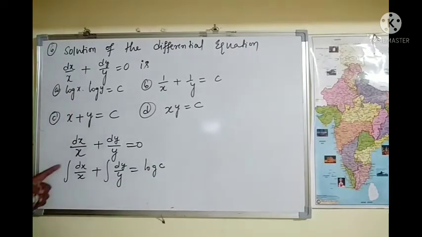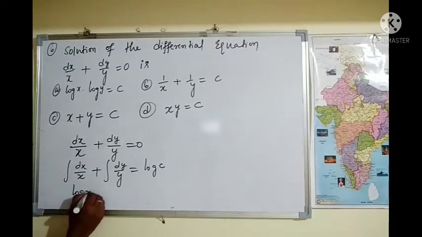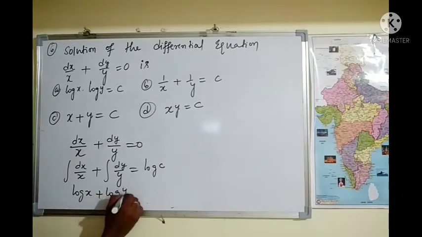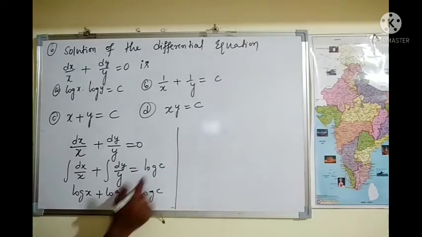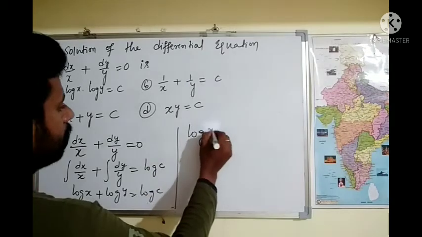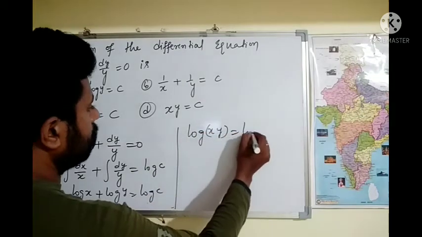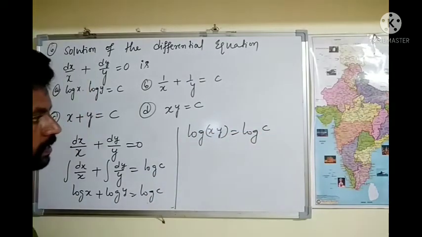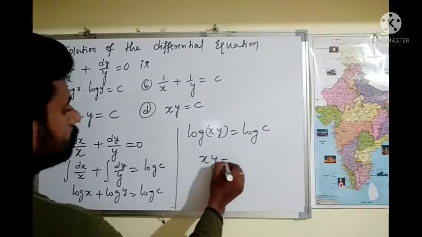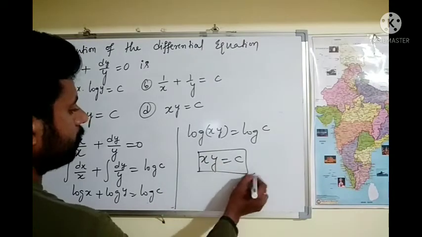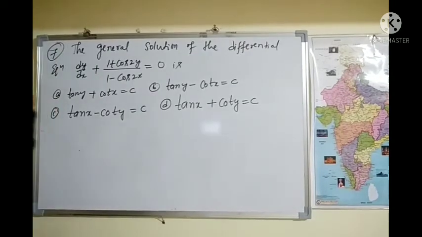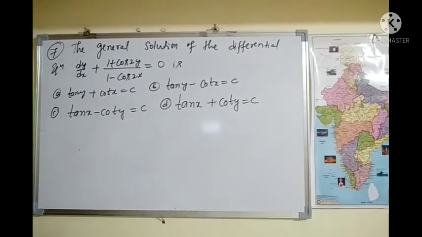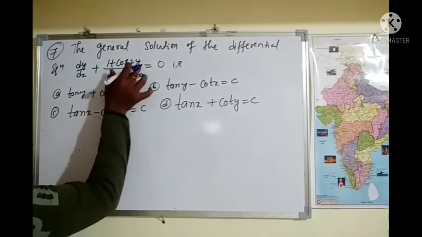So now the integral of 1 by x is log x, plus log y is equals to log c. Next, using log a plus log b form, log of ab, log of xy is equals to log c. Next, log on both sides gets cancelled, and we get xy is equals to c. This is the required solution for this differential equation. Option D is correct.